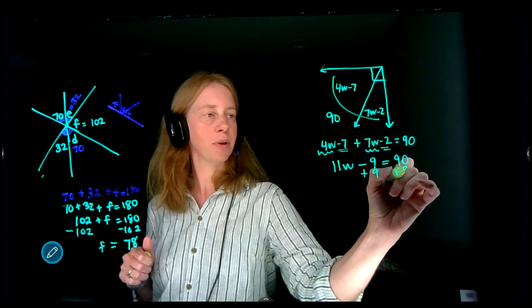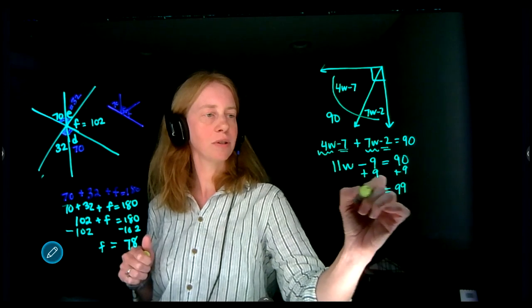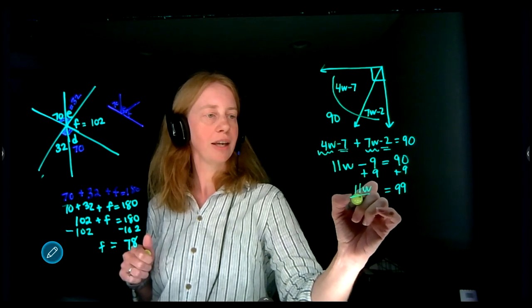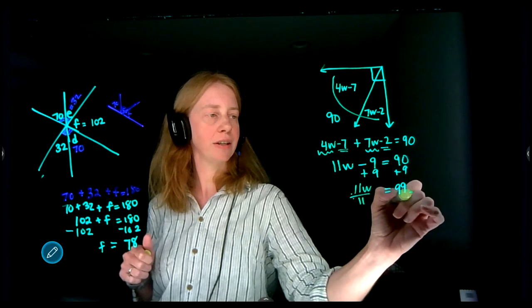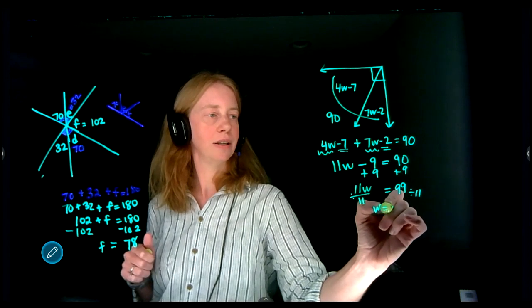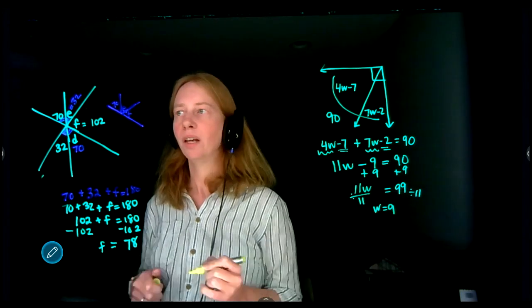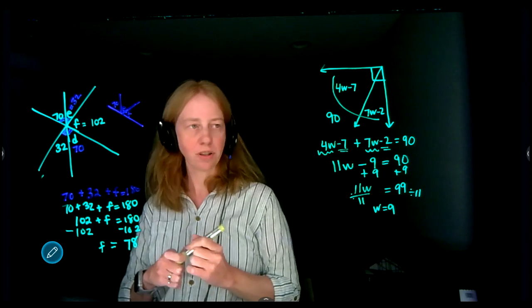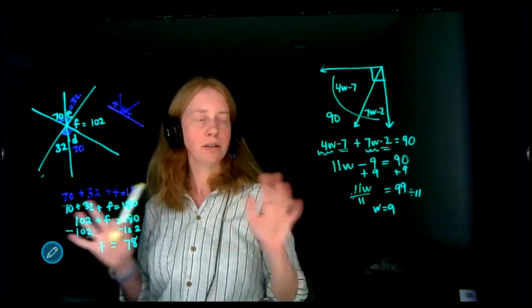We're going to add 9 to both sides. So we have 99 equals 11W. And divide by 11 on both sides. So W equals 9. In this case, the problem asked me for solving for W, which I've done. So we are all done.